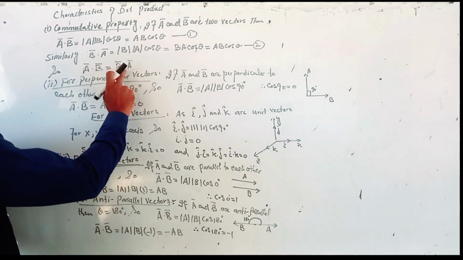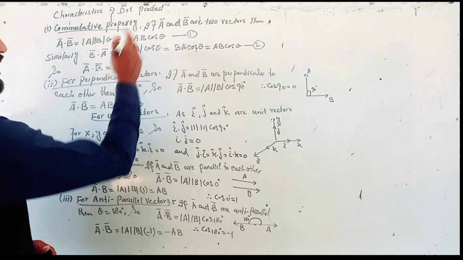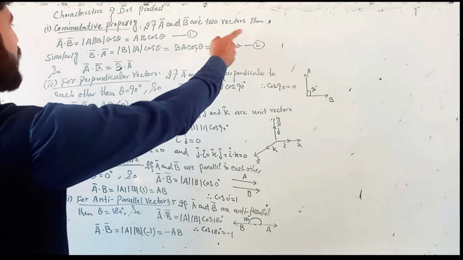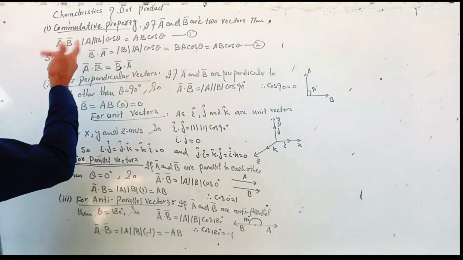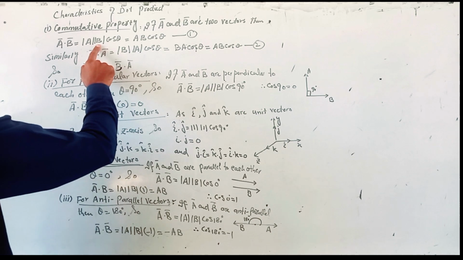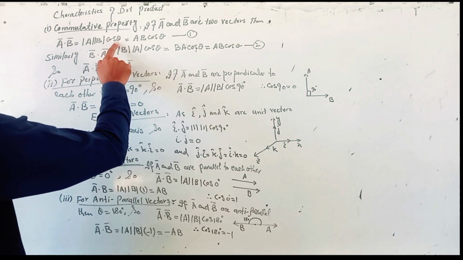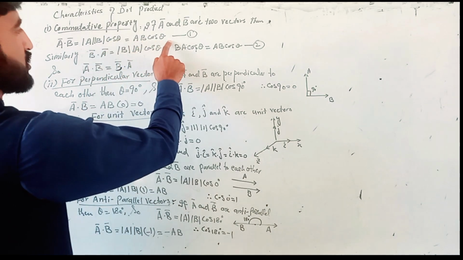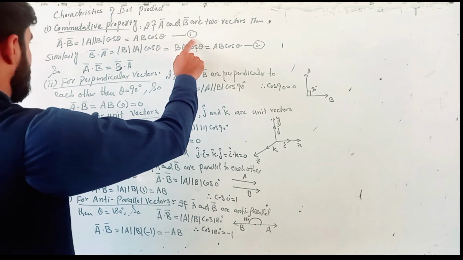So, commutative property. We will explain it here. If A and B are the two vectors, then by dot product, A dot B will be equal to the magnitude of A and magnitude of B and cos of the angle between A and B, and it will become AB cos theta. We give it the name of equation 1.